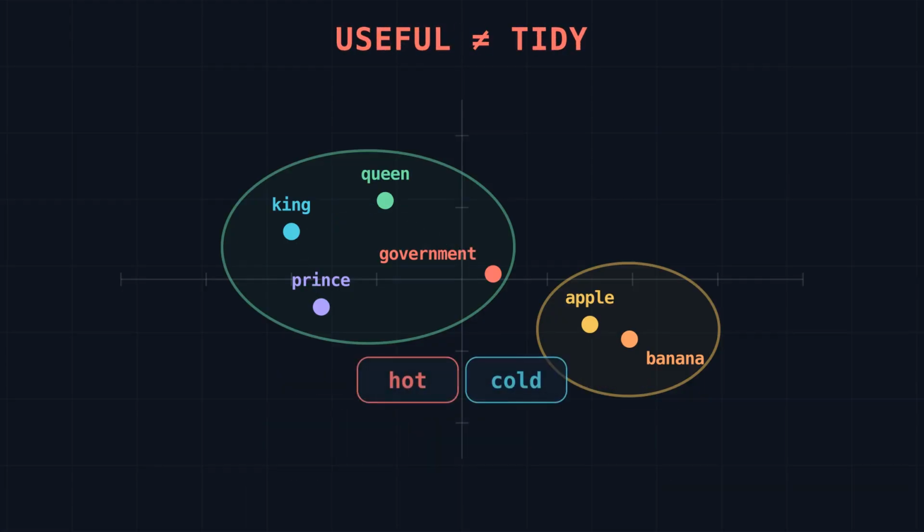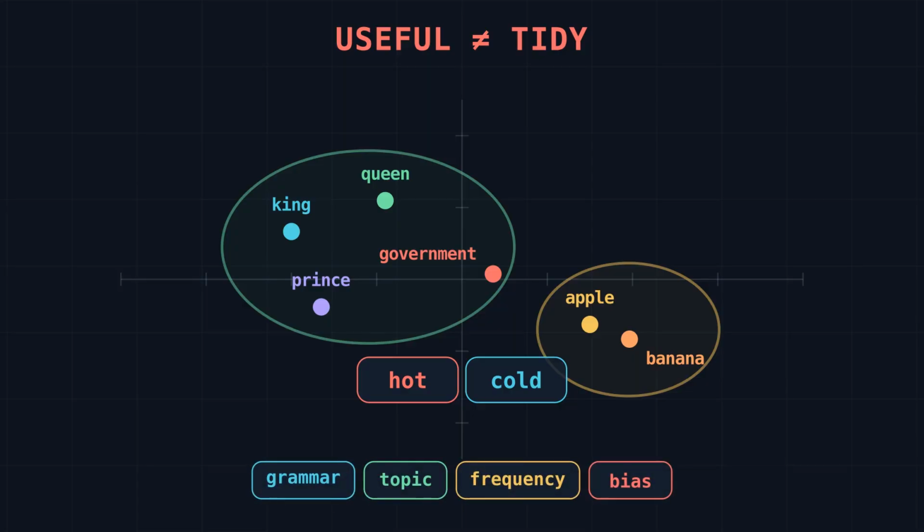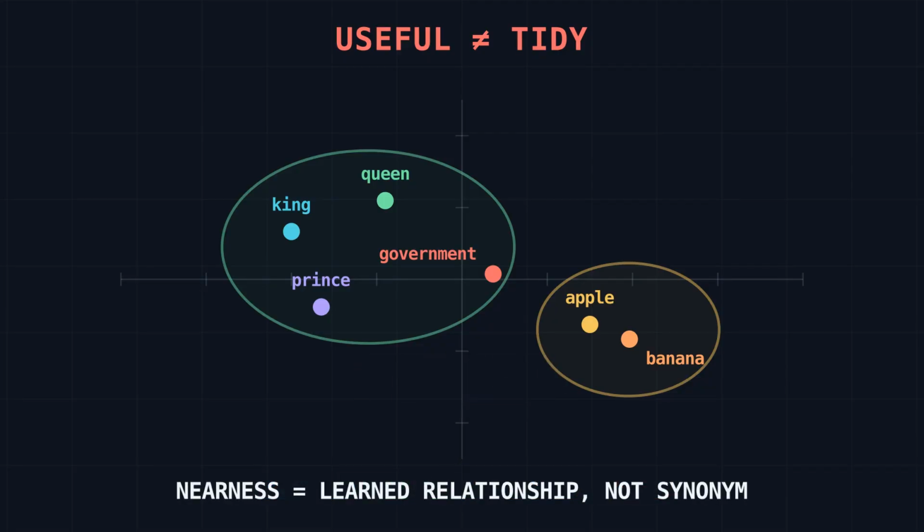Useful does not mean tidy. Antonyms can appear in similar sentences. Grammar, topic, frequency, and bias can all shape the same space. Nearness is evidence of a learned relationship, not a certificate that 2 words are synonyms.